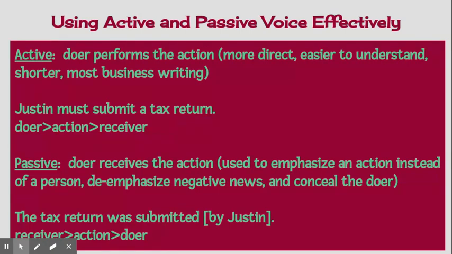If someone is trying to shift the blame or cover up the blame in something that involves bad news, they'll sometimes put it in passive voice and leave off that doer. Maybe that tax return wasn't supposed to be submitted quite yet. So they don't want to get Justin in trouble, so they'll just simply say the tax return was submitted. However, if you do include the doer, the format is receiver followed by action followed by doer.